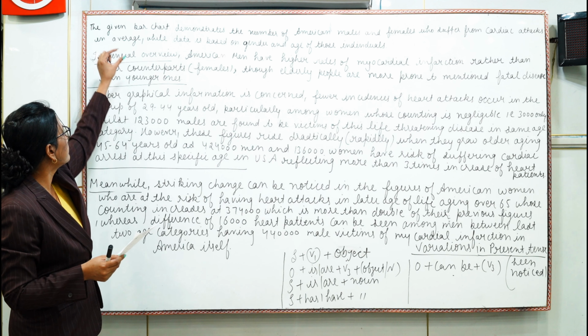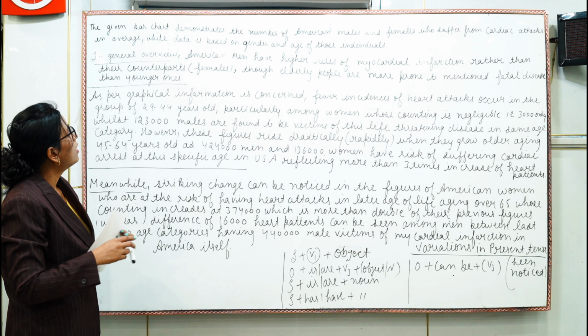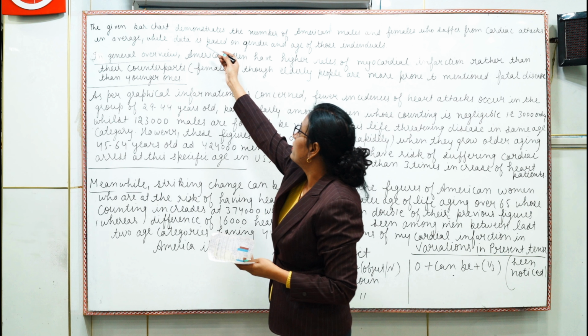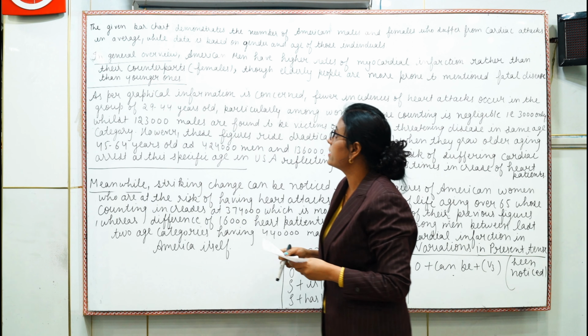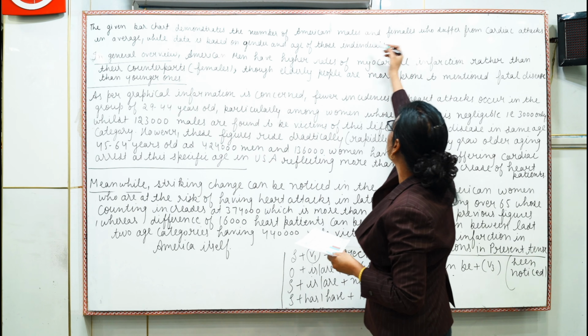Okay, so the chart below shows information about heart attacks by ages and gender in USA. First of all, we will give the appropriate introduction. The given bar chart demonstrates, you can write, demonstrates, displays, illustrates, unveils, reveals the number of American males and females.